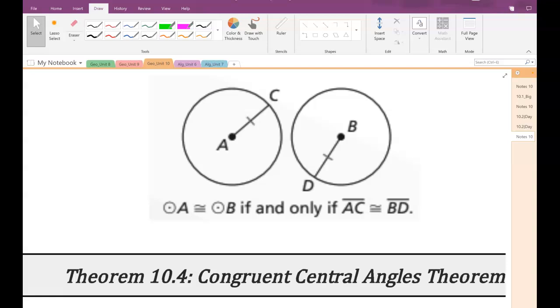And then it says, this you would read as circle A is congruent to circle B if and only if the radius of circle A is congruent to the radius of circle B. If that's true, circles are congruent.